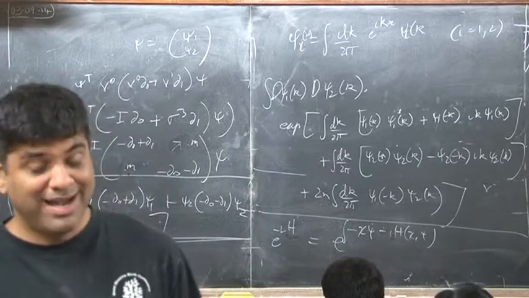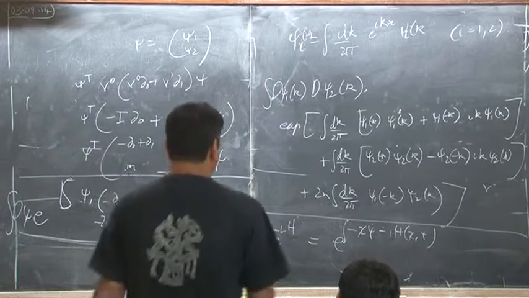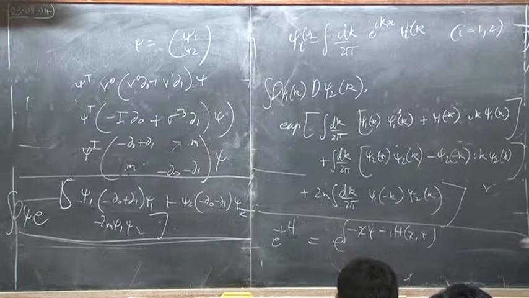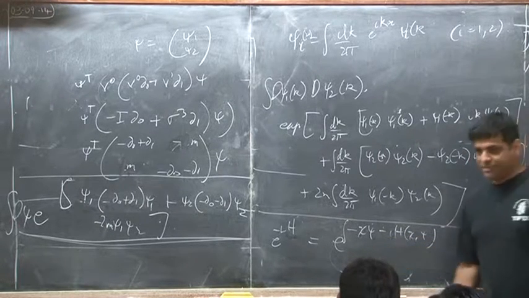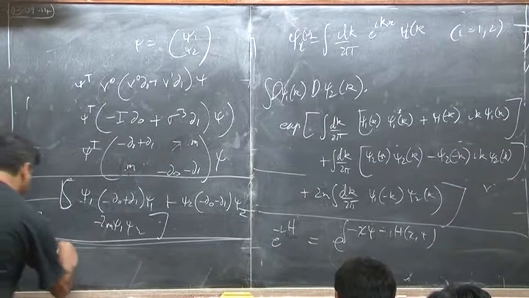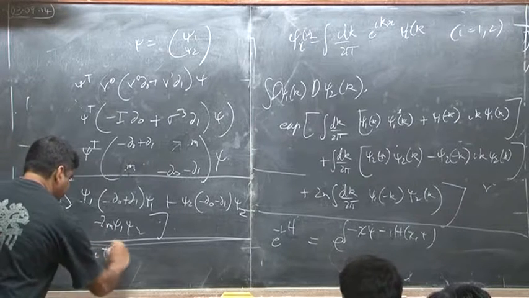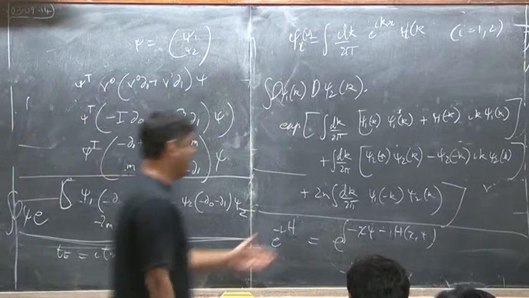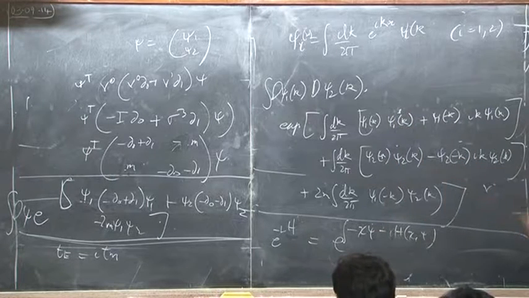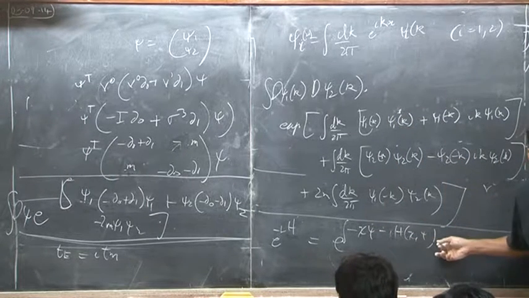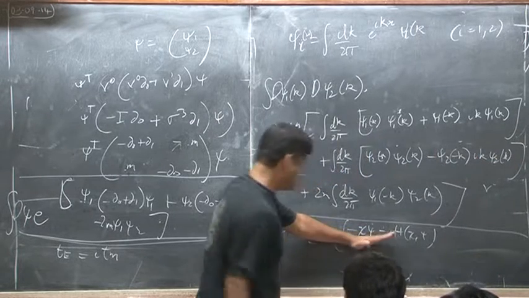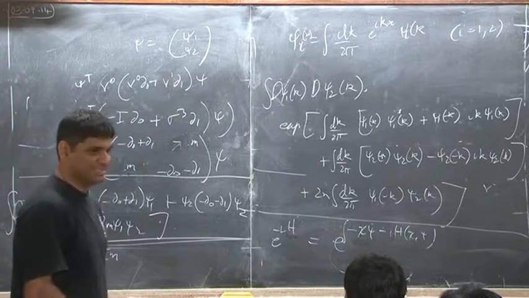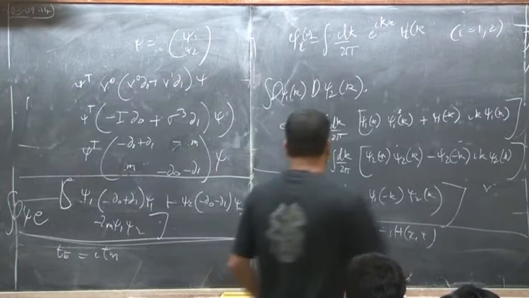Now, replacing this stuff by minus H, as Dishab was mentioning, is automatically achieved by the replacement t_E is equal to I times t_M. Because then e to the power minus H integral dt_E will become e to the power minus iH integral dt_M. Okay? But this guy is not supposed to be replaced.